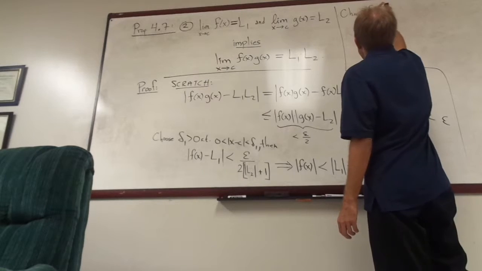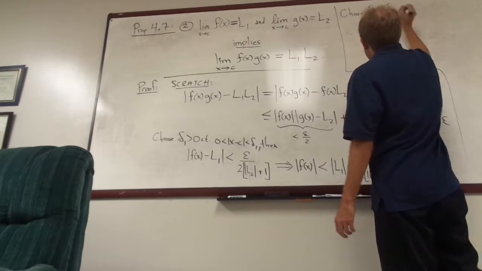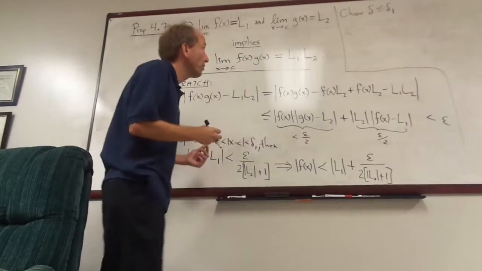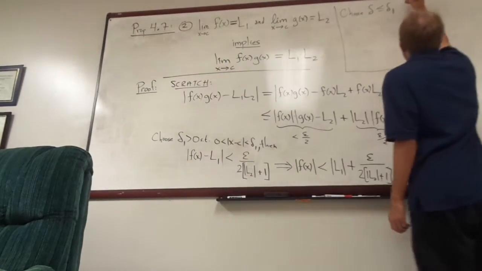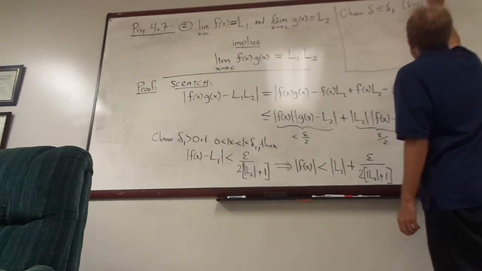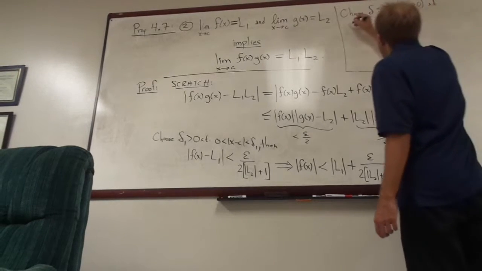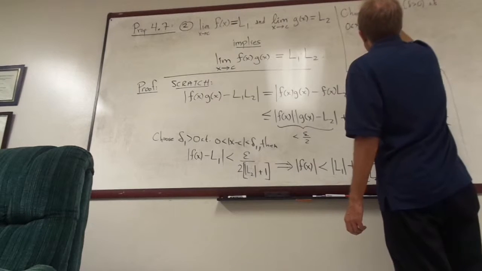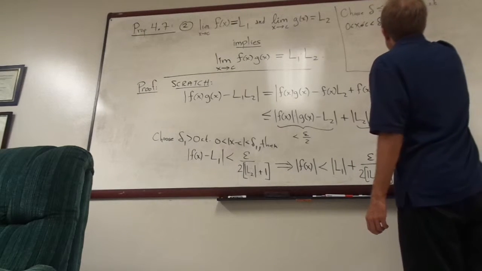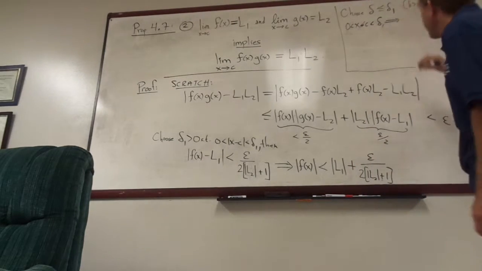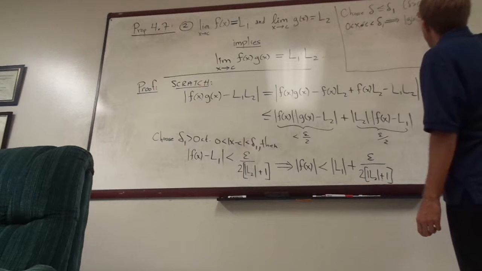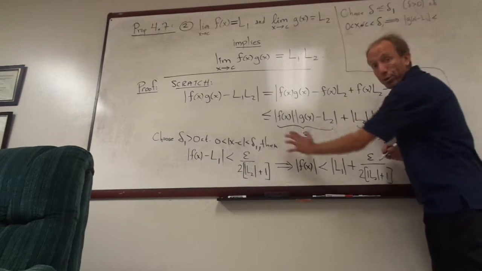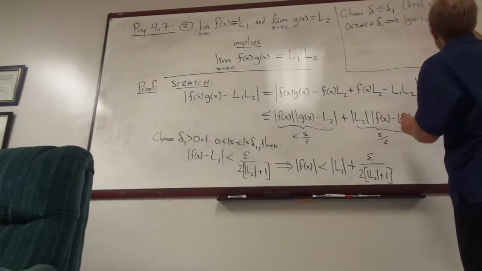Choose delta less than or equal to delta 1. So I'm going to make sure that I don't make my delta any larger than it already was. Okay? But of course delta is still greater than 0, such that if 0 is less than absolute x minus c is less than delta, that implies that, okay, so we're going to look at g of x minus L2 now. Okay? We want this whole first term to be less than epsilon over 2. Let me put that there.